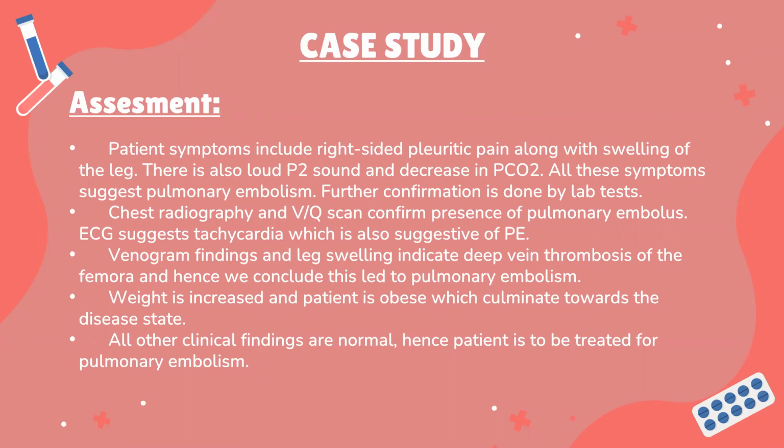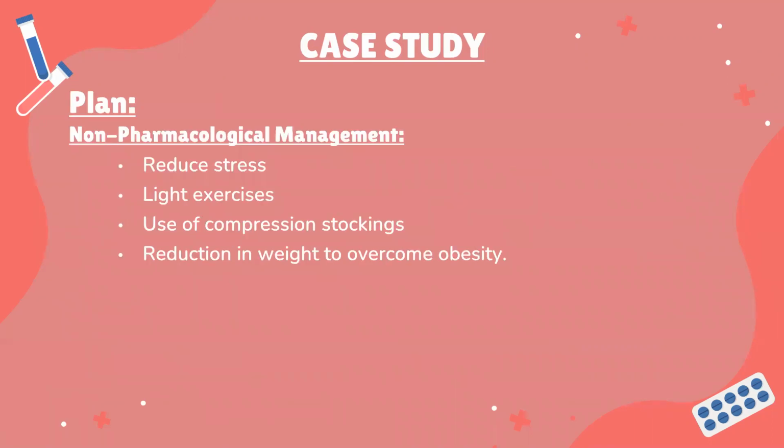However, we are not discussing how to treat deep vein thrombosis here, so we will just discuss the medical treatment for pulmonary embolism. So, moving on to our plan, the non-pharmacological management is to reduce stress, do light exercises, use compression stockings. Basically, compression stockings are a type of socks that prevent the swelling of the legs and the feet. And since we know that our patient is suffering from a similar condition, we might advise use of compression stockings.